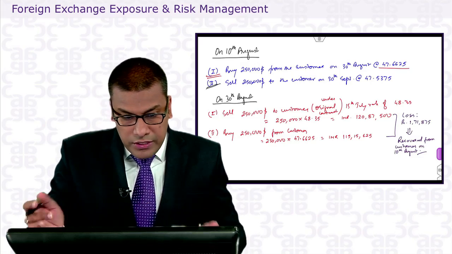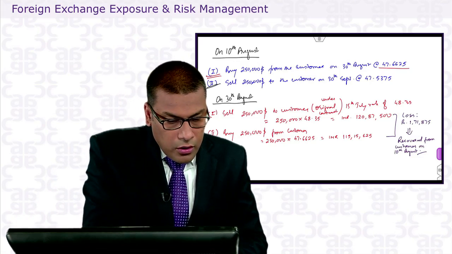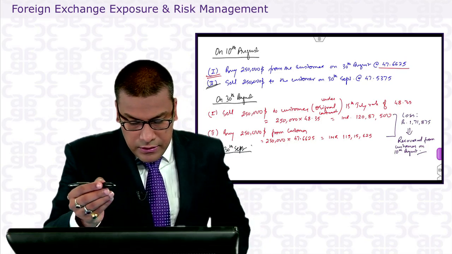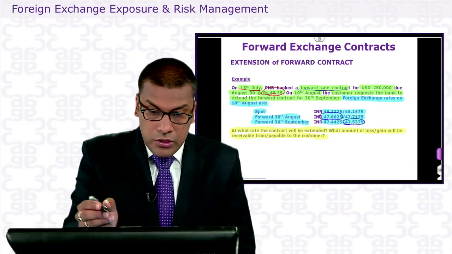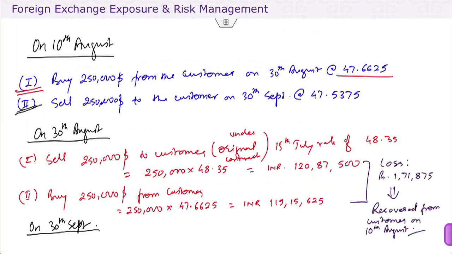So these were the two things, and then subsequently on 30th of September, when the extended contract comes, the bank would sell, because the obligation was for a forward sell contract. So it will sell to the customer at the rate now that it has extended.